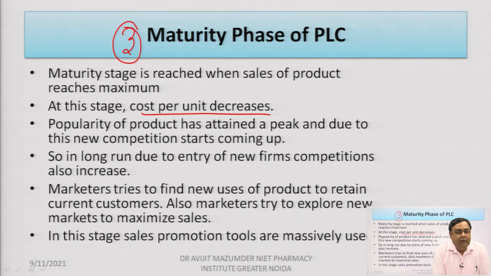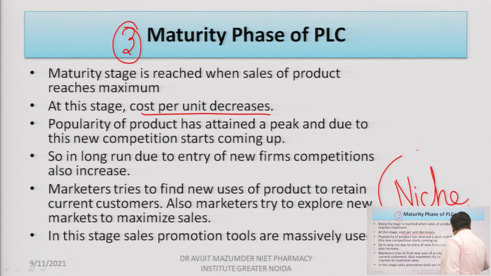Popularity of the product has attained a peak, and due to this new competition starts coming up. So, in the long run, due to entry of new firms, competition also begins to increase. Marketers try to find new users for the product to retain the current customers. Also, marketers try to explore the new market, which we are calling the niche market, so that the sales get maximized.